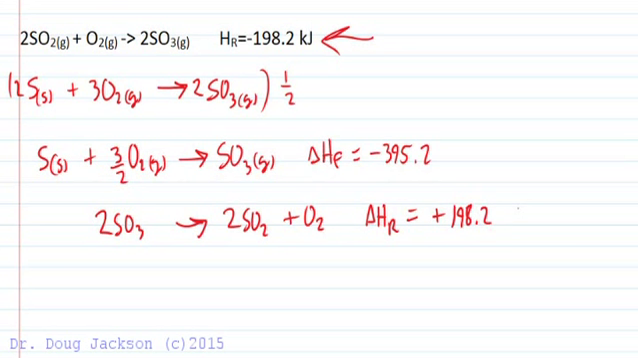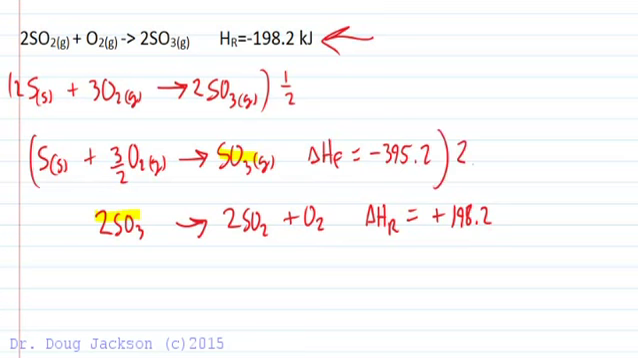So now we want to cancel out like terms, and specifically we want to cancel these guys out. Well, we can't do that as of now because we don't have equal numbers of SO3. We have 2 versus 1. So we need to multiply the top equation by 2 or the bottom equation by 1/2. Either one works. So let's go the top by 2.